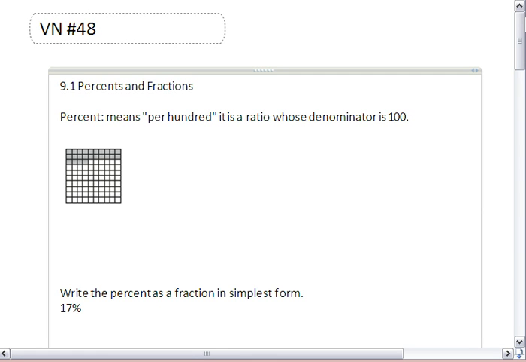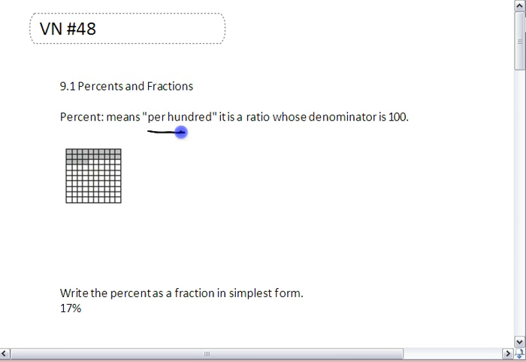All right, let's start by learning about what a percent means. Percent means per hundred. It's a ratio whose denominator is 100. So we've learned about ratios already. All right, so let's look at this example.